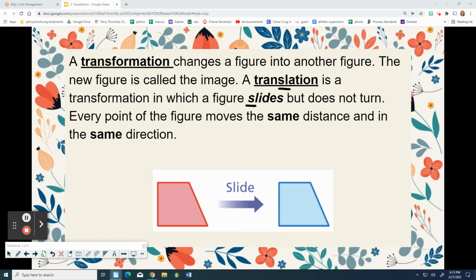The main thing to keep in mind is it's not going to turn, but every point is going to be the same distance and the same direction from where it started. So with it being same distance and same direction, it should also be the same exact size. So it does not change size at all.